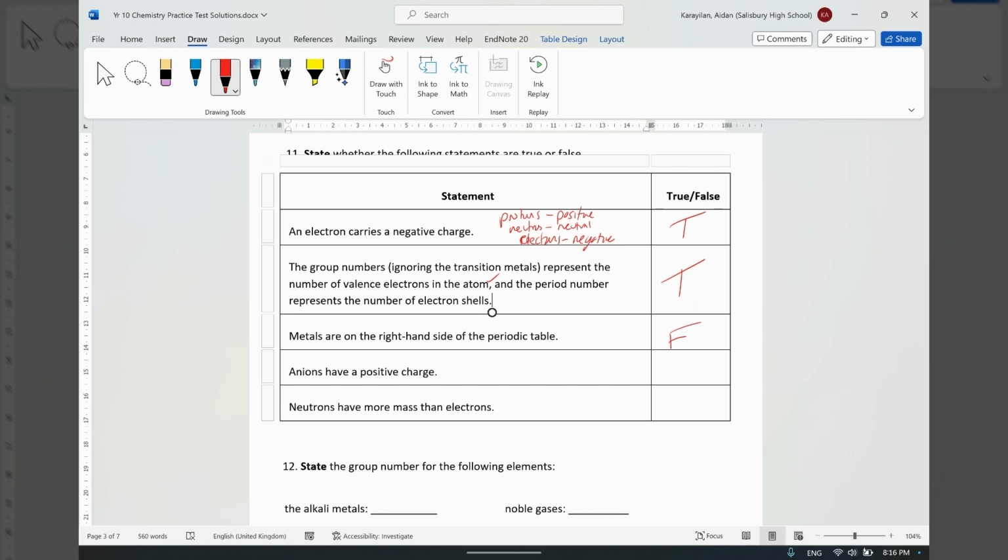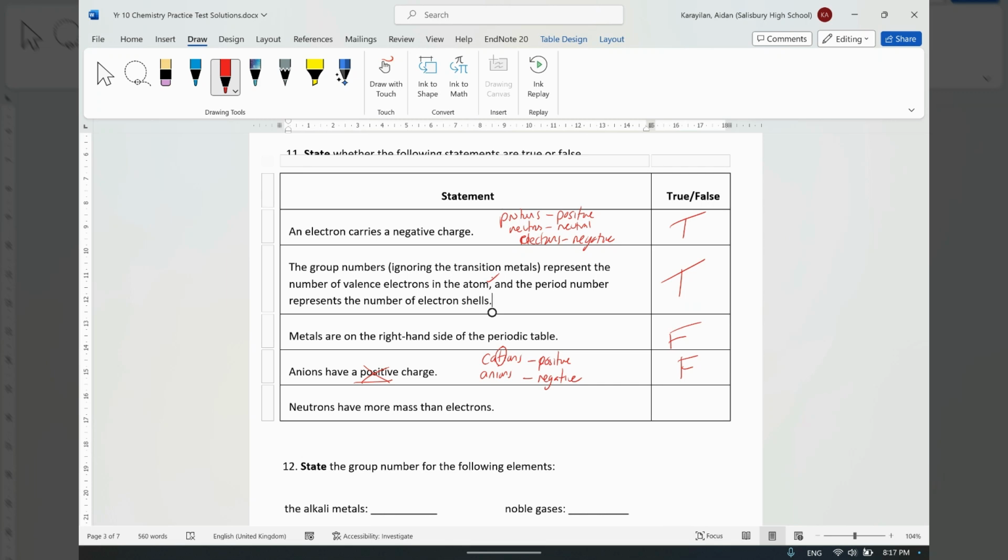So anions have a positive charge. Cations and anions are the names of the two types, the positive and negative. Cations being the positive, anions being the negative. Therefore, if anions are the negative one, they are not the positive one. So this is a false statement. The way I like to remember it is the t in cation looks sort of like a positive charge. There we go.